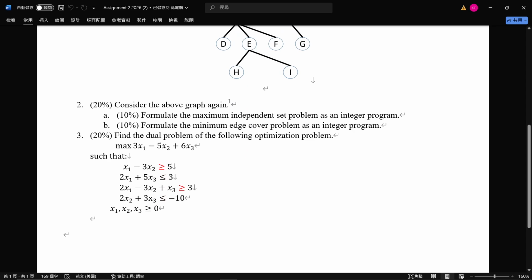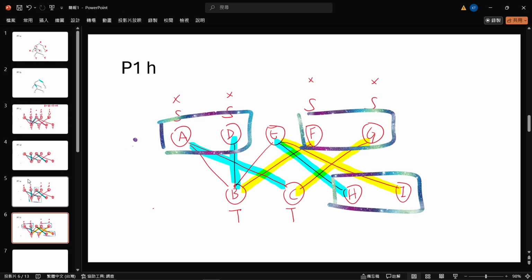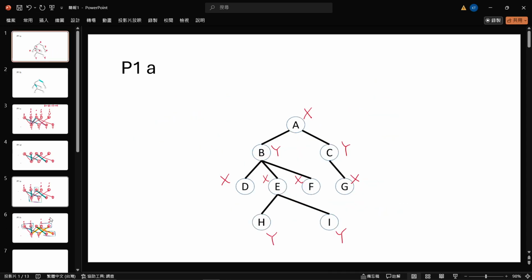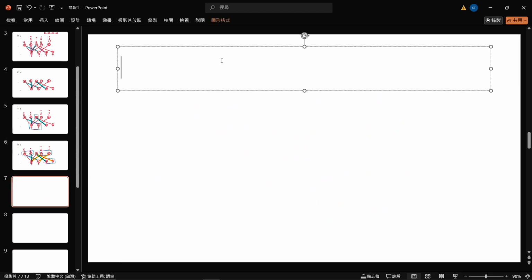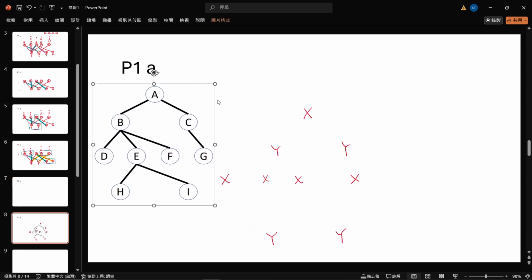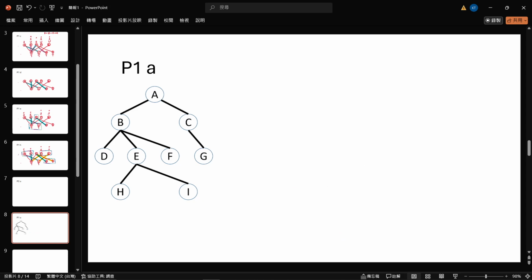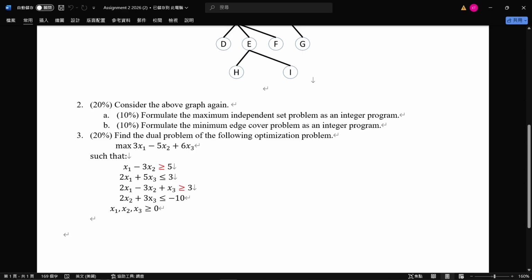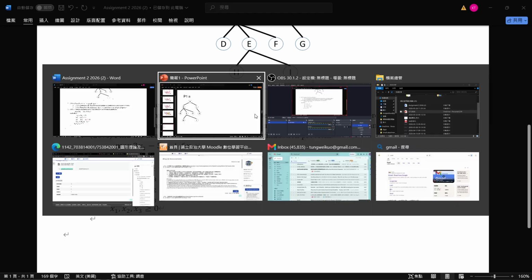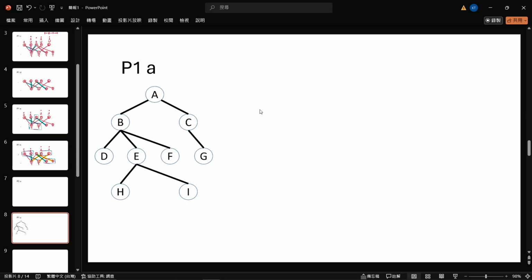Okay, so the next problem is to formulate the independent set and edge cover. The first step is always to create the variables. In this case, because this is independent set, we have to choose whether a vertex is chosen or not. So we'll have a variable for every vertex.